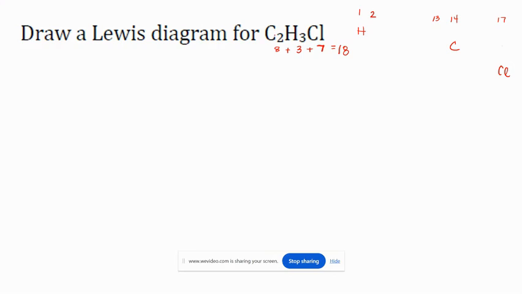Now, 99.999% of the time, the element that's listed first is going to be your central element. So start by putting that down. So we're going to put our carbon down first, and we're going to connect it to the second carbon here. Then these things, we know the hydrogens have to go on the end. So we're going to do a hydrogen here, a hydrogen here, and a hydrogen here. That's not going to work.